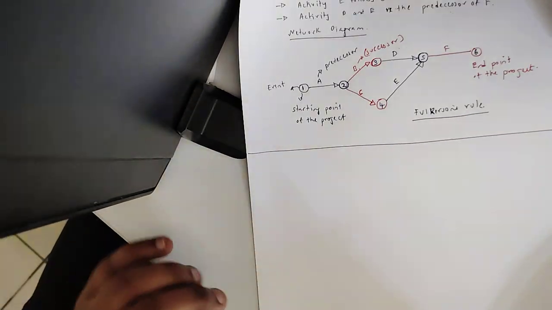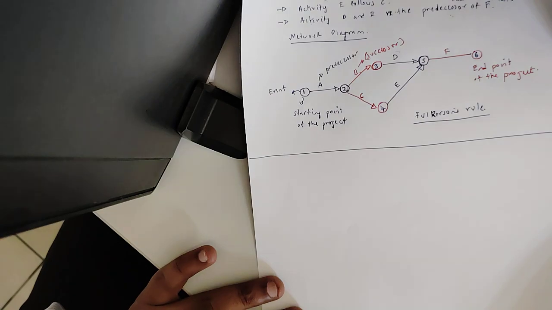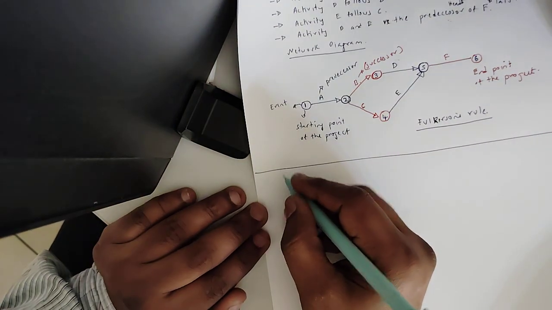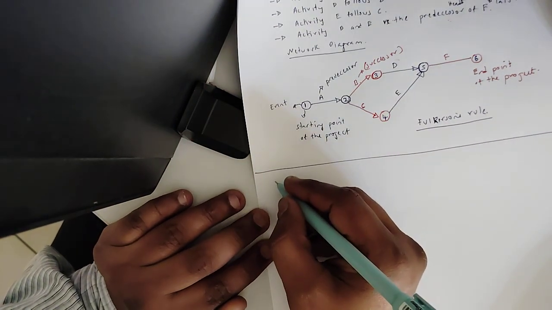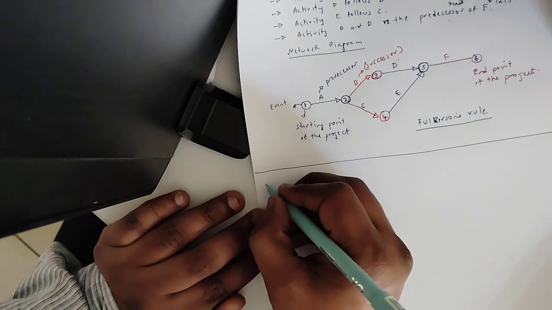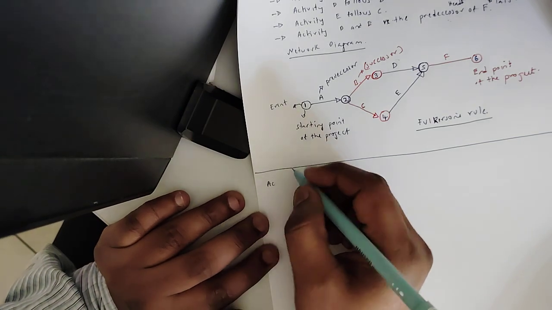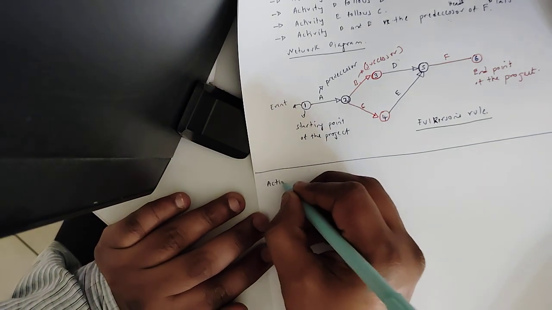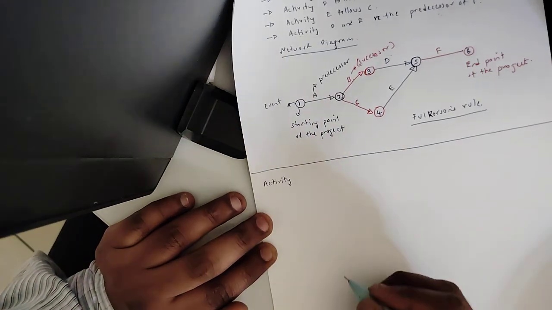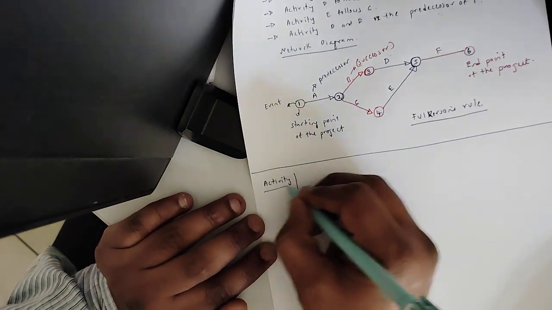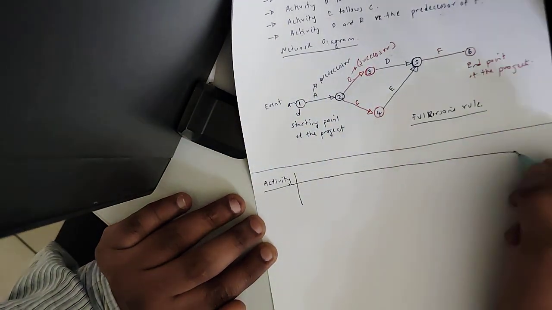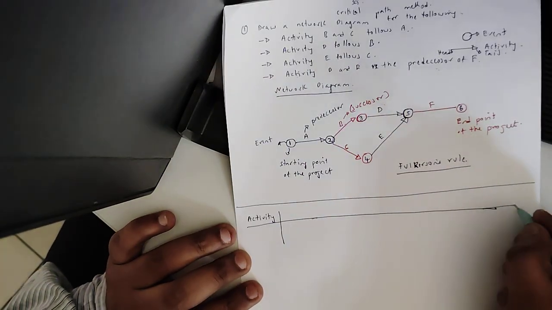So next we'll move on to the next problem, because here I'm writing down the activity and the procedures. So this is the second question, regarding constructing the network diagram. Is it fine, students?